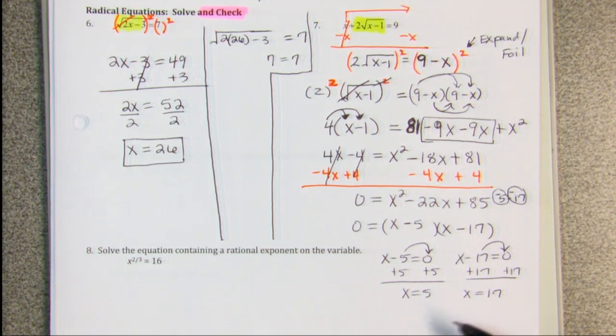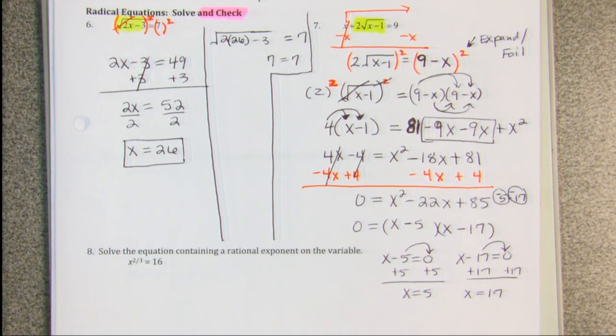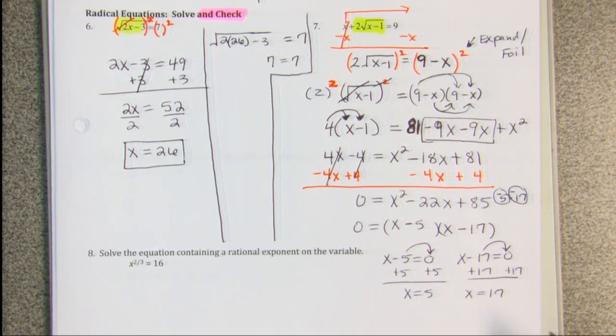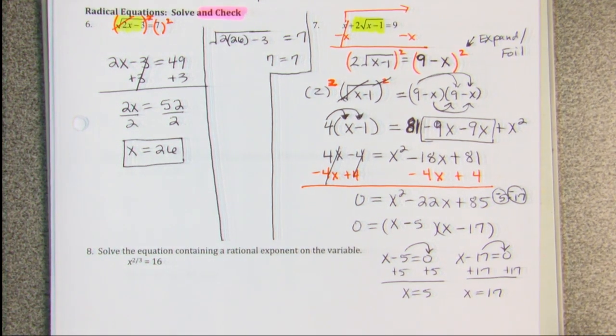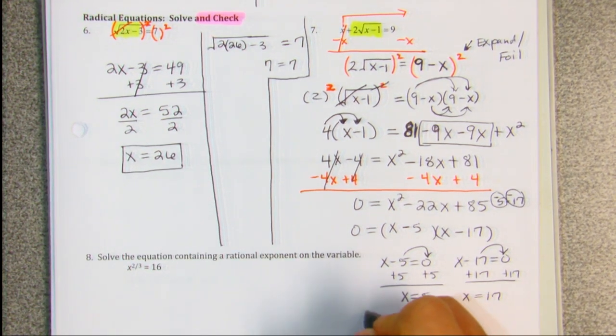But I can't just say my answer is 5 and 17, because I've done this a lot of times in my life, I already know one of these doesn't work. But you wouldn't know that, so you have to check it to see. So if you were to plug in 5 and 17, WebAssign's going to say, no, that's not true, because only one of these solutions really works. So you do that by checking it.